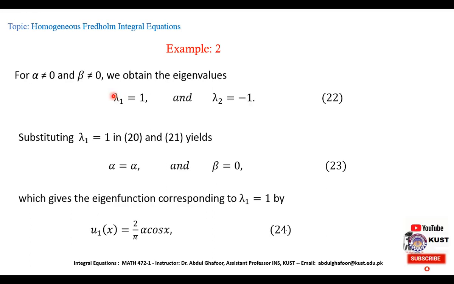When we substitute lambda 1 equal to 1 in equations 20 and 21, we get alpha equal to alpha and beta equal to 0. In this case, the corresponding eigenfunction is u1 of x equal to 2 by pi alpha cos x. This can be found from equation 17 by plugging in beta equal to 0 and alpha equal to alpha. So our first eigenfunction corresponding to this eigenvalue is u1 of x equal to 2 by pi alpha cos x.